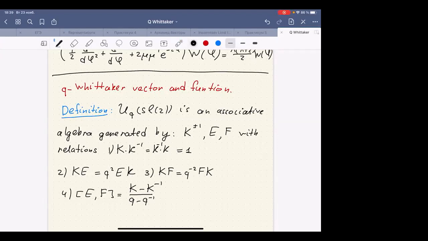So why is it called quantum SL2? Because if we set K equal to the exponent of epsilon h and then send epsilon to 0, we will find commutation relations between H, E, and F just the same as in the SL2 case. And then, of course, we should somehow do something with Q. Q will be something like this, I think.